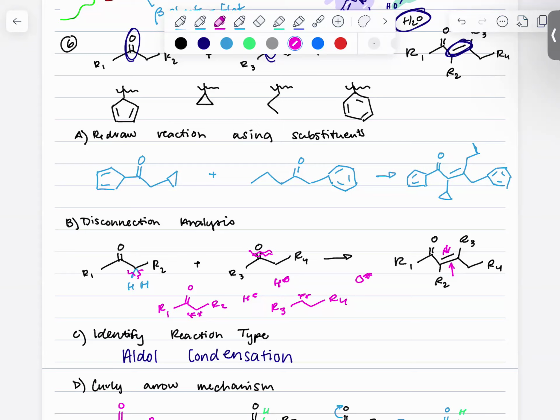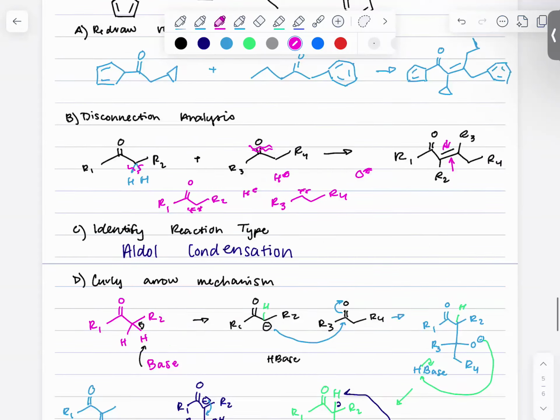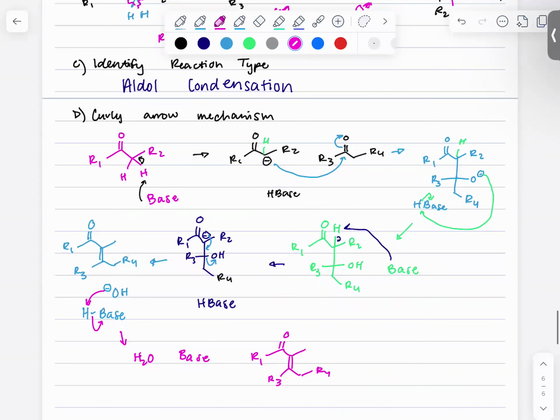Okay. Question in the chat was, do we have to do all these structures on the exam? For a mechanism, yes, you need to draw all of the intermediates. That's a huge part of curly arrow mechanisms, is you have to be able to show these intermediates.